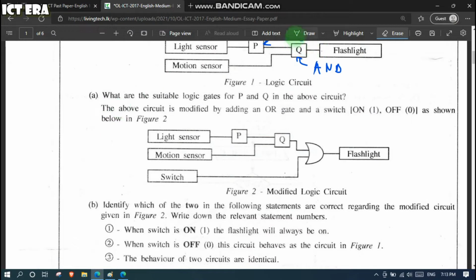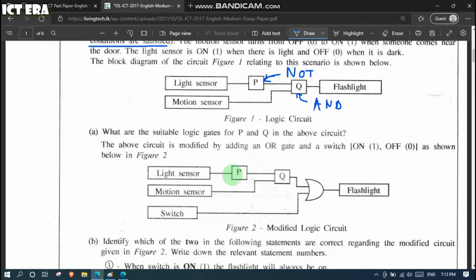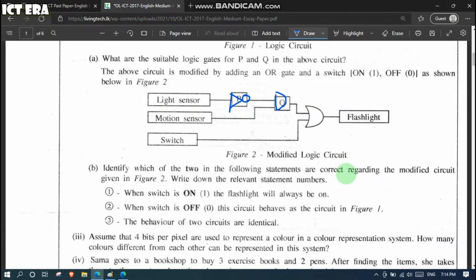Right. Then the next one: the above circuit is modified by adding an OR gate and a switch, as shown below in figure 2. Now the logic circuit has been modified. So this is the NOT gate and this is the AND gate, and there is an OR gate connected to the flashlight. So we can conclude that the light will be on when the switch is on, or when either of these two conditions is satisfied. This is the conclusion that we can take from figure 2.